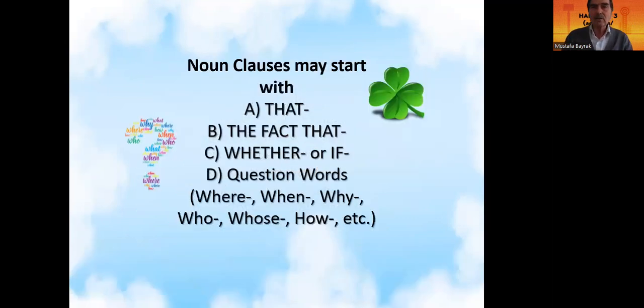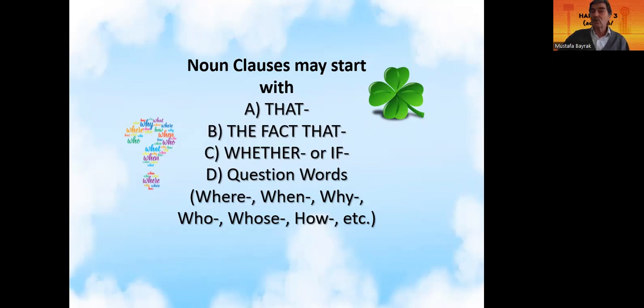Now, noun clauses may start with that. Yes, we also start with that clauses, or the fact that. In place of that, we can put the fact that. For example, that Naci is energetic, or the fact that Naci is energetic is obvious, or the fact that Naci is energetic explains everything.